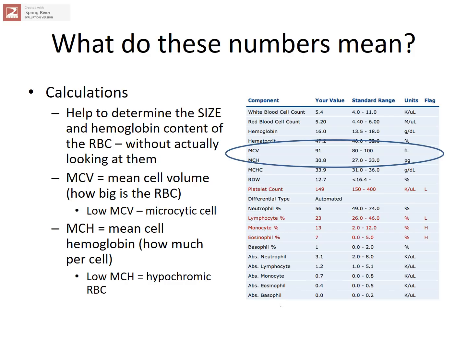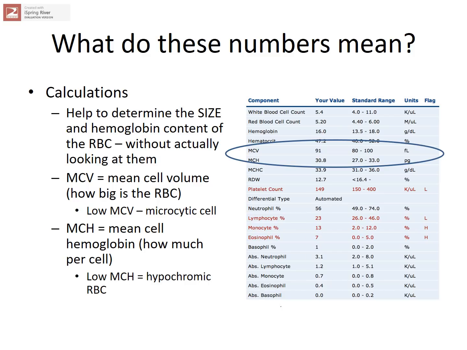A low MCH means we have a hypochromic red blood cell. In this case, it would be less than 27. So that tells us that this person is not producing enough hemoglobin if their MCH is low. And we have a hypochromic red blood cell, and we can make some at least initial assumptions that there is probably perhaps an iron deficiency or some other problem that results in a hypochromic anemia.